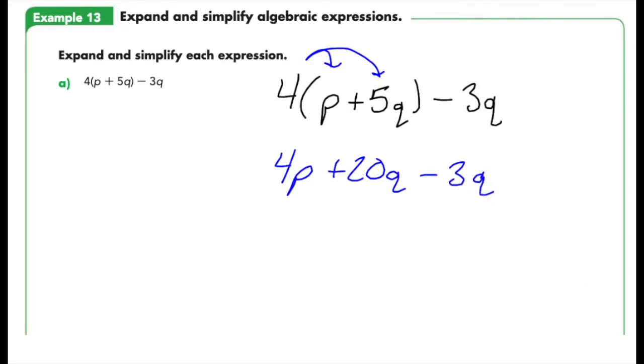Now we want to look at our new expression, which is 4p plus 20q minus 3q. I'm going to split the expression so I can identify my terms. I have a positive 4p, a positive 20q, and a negative 3q. We have a pair of like terms, the positive 20q and the negative 3q. I can combine those to get 17q. And then I'm going to bring down my 4p, and we are left with 4p plus 17q as our simplified expression.